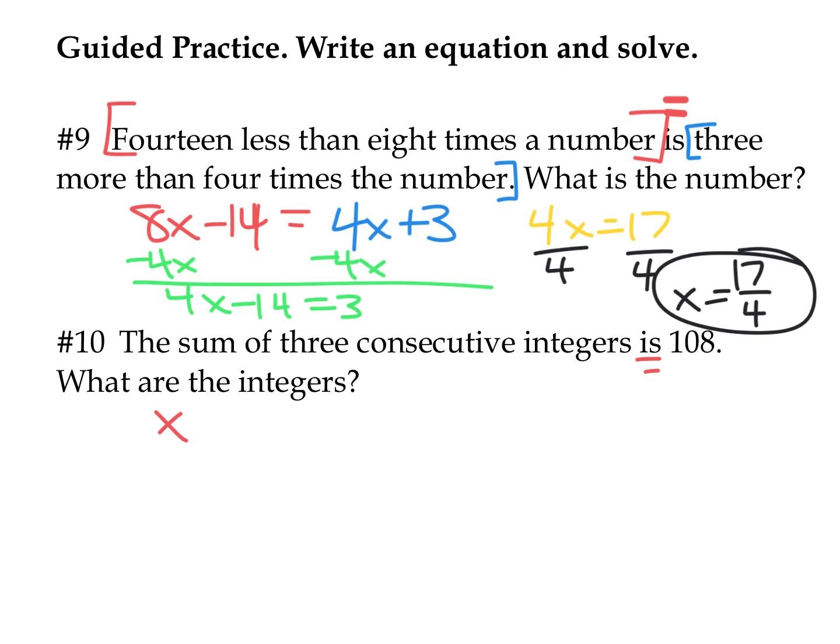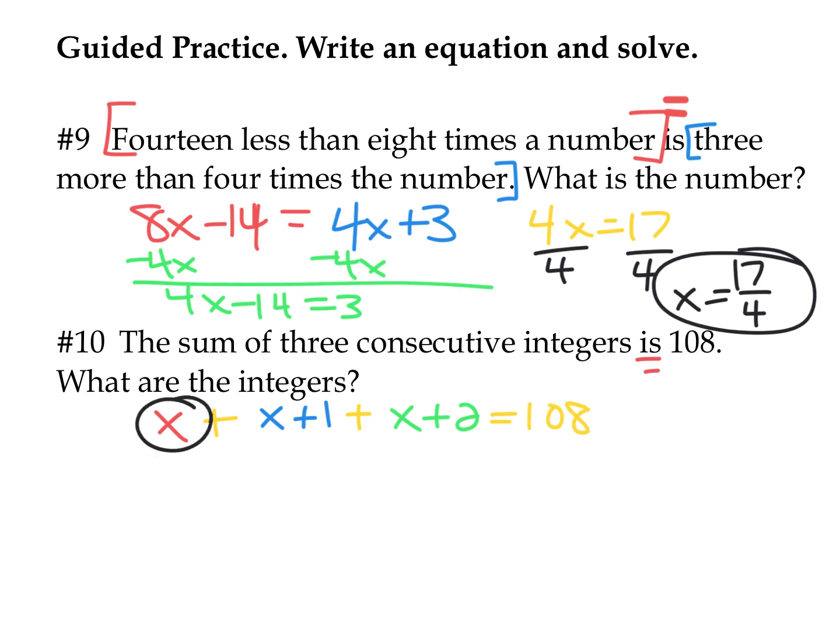We need to know the word integers. Remember, integers are whole numbers and their opposites. So 10, 11, 12 consecutive in order. So it's not necessarily 10, 11, and 12. It could be 50, 51, 52. It could be -5, -4, -3, but it's always going to be a number, then 1 more than that number, and then 2 more than that number, right? So the next integer would be x plus 1, and the one after that would be x plus 2. And we want to add those integers together, and it equals 108.